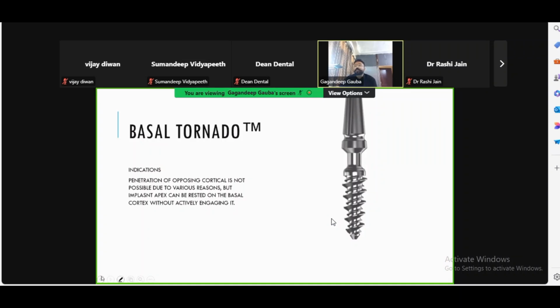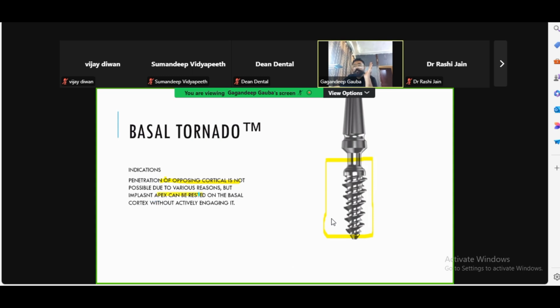The first one I want to tell you about is the basal tornado. This is the smooth surface, fully threaded implant, right? What we can do is these are for those situations in which the opposing cortex cannot be penetrated and cannot be breached with our drill. Okay, we cannot perforate the opposing cortex, but this is a very important point.